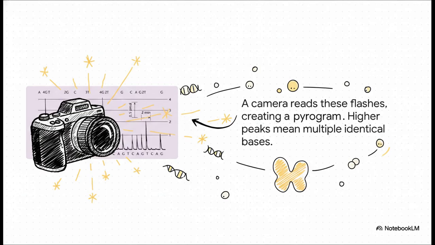The machine's output is called a pyrogram. A peak of light means you got a successful match. Now, this also shows one of its little quirks. If the next letters in the sequence are, say, GG, then two Gs get added, releasing double the PPi and creating a light pulse that's twice as high. Trying to accurately measure that height for really long repeats can be a bit of a challenge.